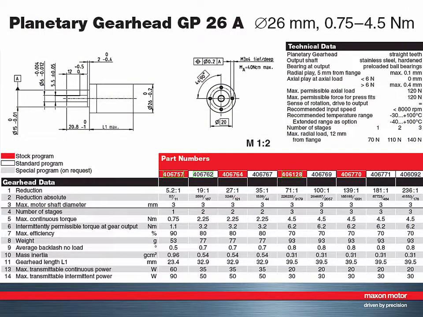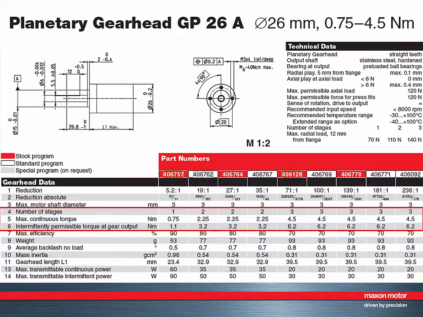Let's investigate this GP26A in more detail. First thing to note is that for this gearhead there are different reduction ratios possible. Each has a different order number. The lowest reductions based on one gearhead stage can be found on the left. The highest reduction, here with 3 stages, are on the rightmost columns.